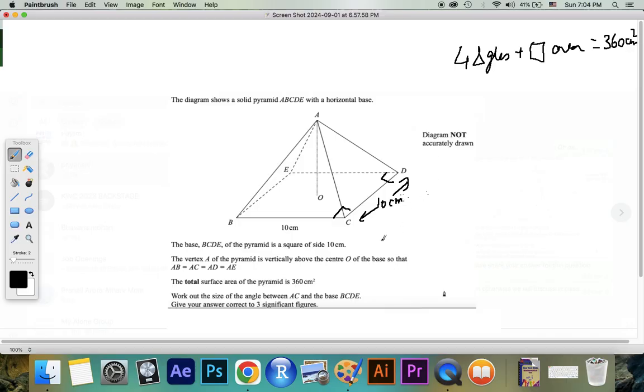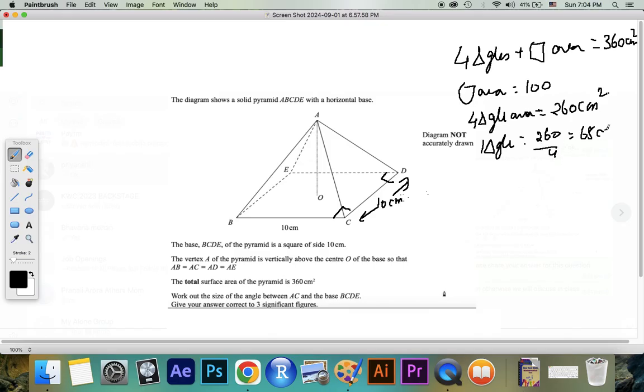Okay, what would be the area of the square? The area of the square is simply side squared, so the square area is 100, right? 10 squared is 100. Subtract that, we get the 4 triangle area, which comes out to 260 centimeters squared, 360 minus 100. So if 4 triangles have an area of 260, then one triangle has an area of 260 divided by 4, which is 65 centimeters squared.